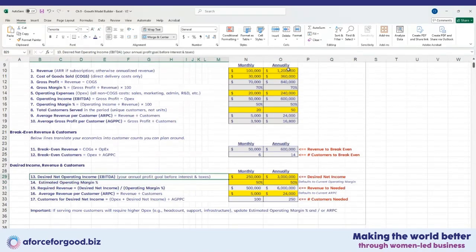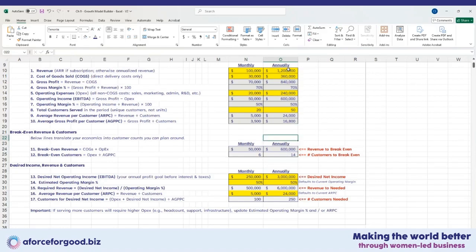If I want $3 million in annual income and I have a 50% operating margin, this is going to tell you I need $6 million in revenue, but we need 250 customers per year to hit a $3 million annual income goal. Go ahead and fill this out. If you want to make any adjustments to the items in yellow, you can. So now you've got a good start.